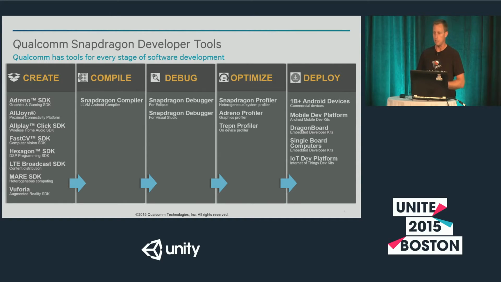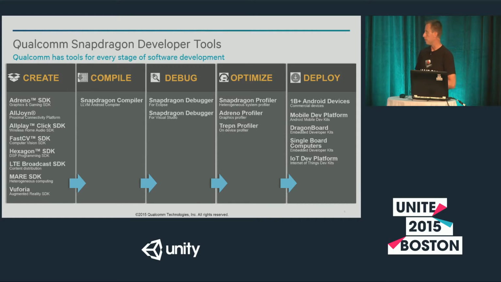We have the Adreno SDK, which is a collection of samples and documentation about how to best use the Adreno GPU. We have the AllJoyn and AllPlay, which are wireless SDKs. FastCV for computer vision. The Hexagon SDK, if you're interested in developing or offloading work to the DSP, this SDK will help you there. The LTE broadcast is for content distribution. We have the Symphony SDK that's for heterogeneous computing, where you can develop code and it will automatically distribute workload across the system. And then we have the Vuforia, which is actually at our booth. If you're interested in augmented reality, that SDK is also available.